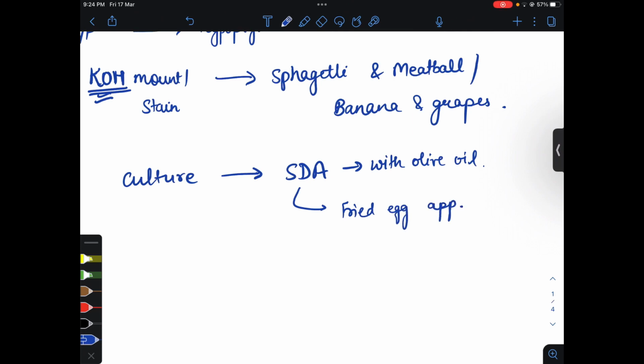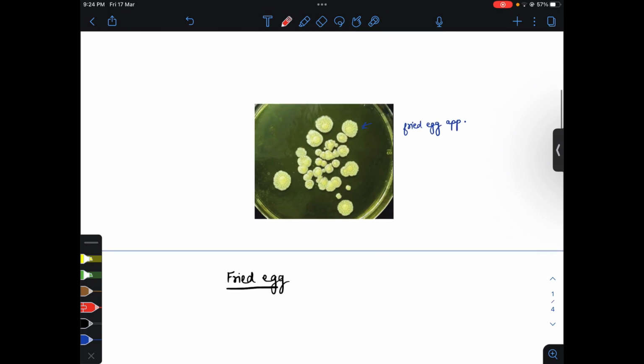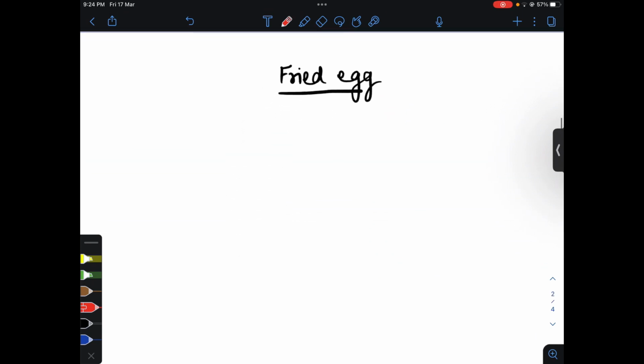So these were the three important points for the purpose of FMGE exams: how we stain with potassium hydroxide, how we culture Tinea versicolor, and what appearance we see, the fried egg appearance, the spaghetti and meatball appearance seen in Malassezia furfur or Tinea versicolor, and hypopigmented lesions. Now one most important question: in all of pathology and microbiology, in which conditions do we see the fried egg appearance?